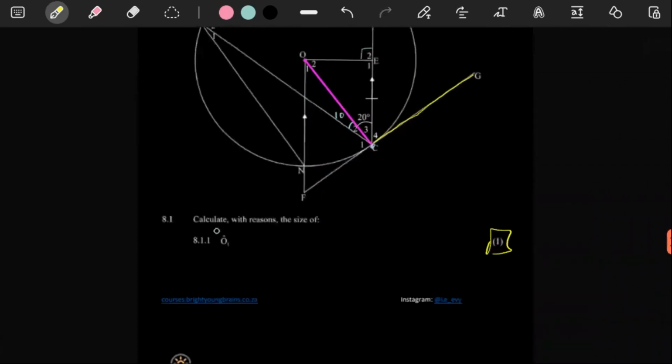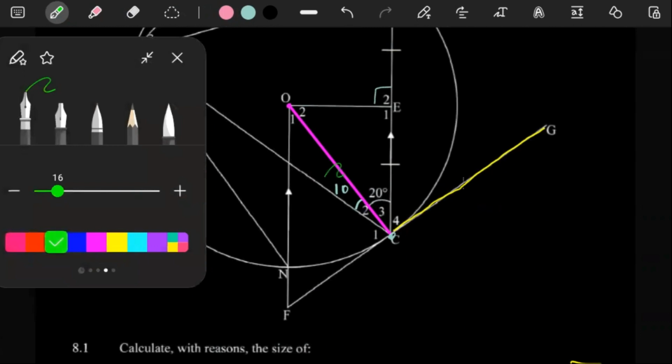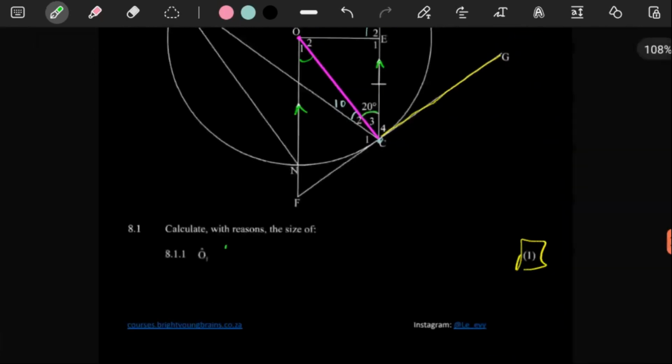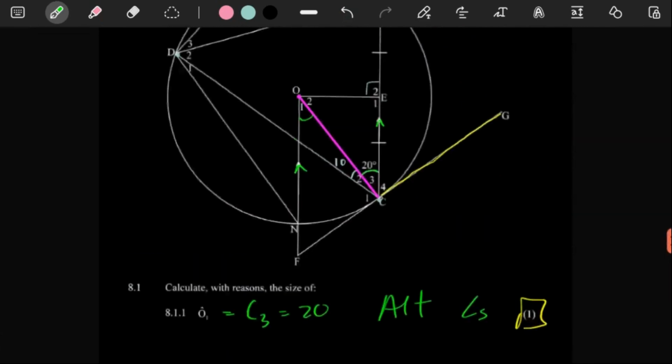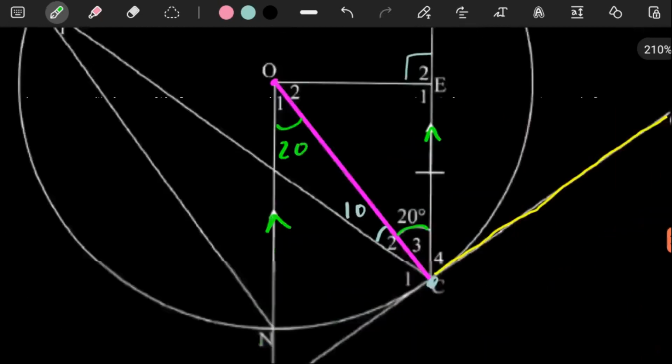For 1 mark, they said calculate, with the reason, the size of O1. So already here, they spoke about parallel lines, so automatically you want to be thinking of alternating angles. It just literally flew into my head that this is going to be equal to that because of alternating angles. O1 is going to be equal to C3, which is 20. The reason is alternating angles.